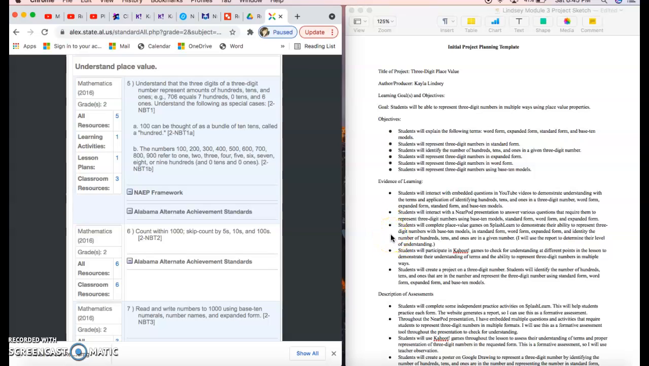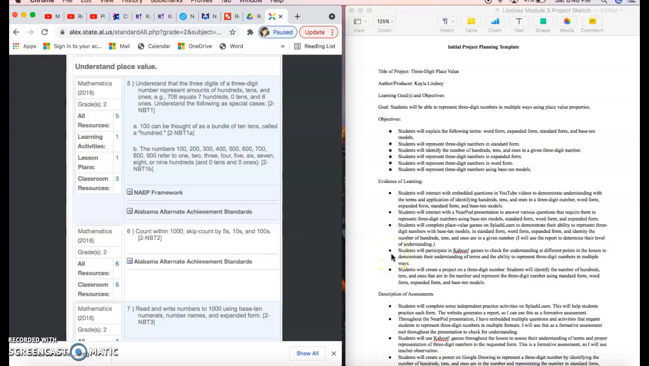The students will complete some place value games on a website called Splash Learn. This website will give them practice with different place value properties of 3-digit numbers and have them practice representing those numbers. There is a report that will generate at the end that lets me check for their understanding.